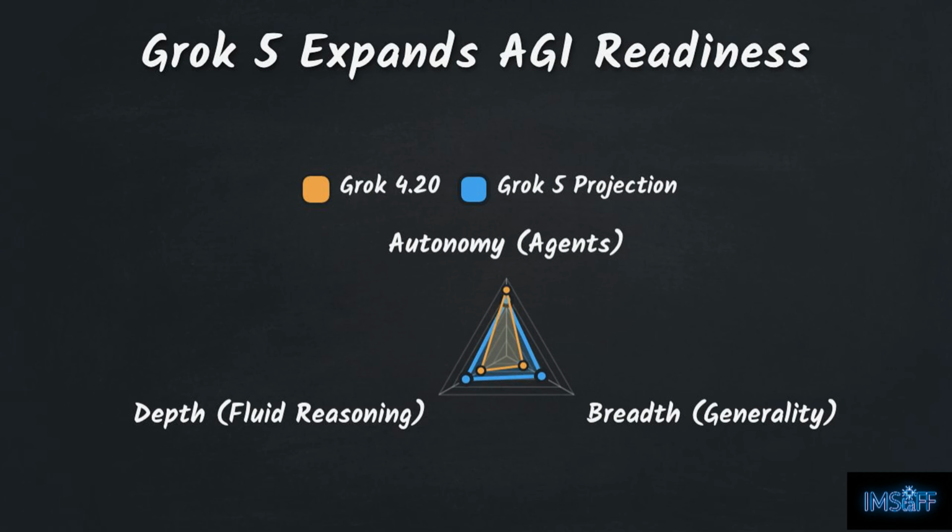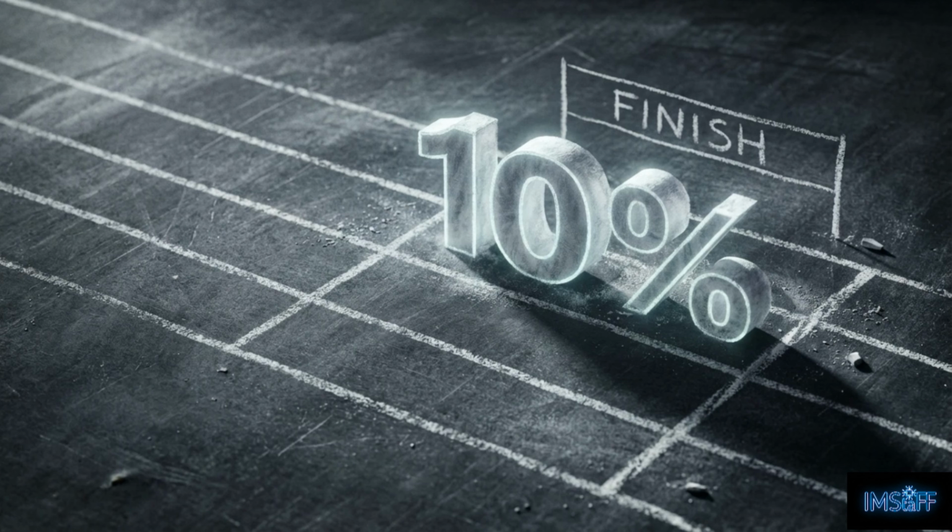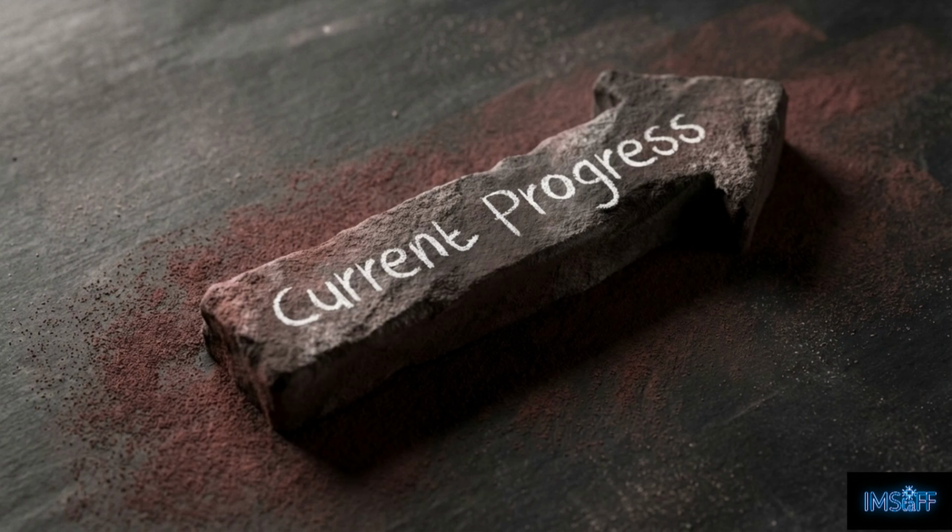Grok 5 is projected to expand this volume. If the reinforcement learning strategy successfully improves generalization, the shape will push further into the depth and breadth quadrants. This projection yields a base case estimate of 40% readiness, a 10-point gain that depends entirely on translating compute into measurable reasoning improvements. Recontextualizing the 10% probability claim shows it represents a chance of crossing a future finish line, not a measurement of current completion.